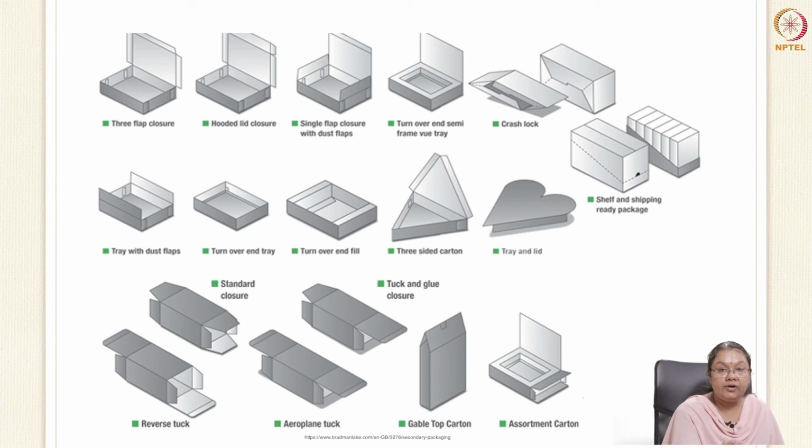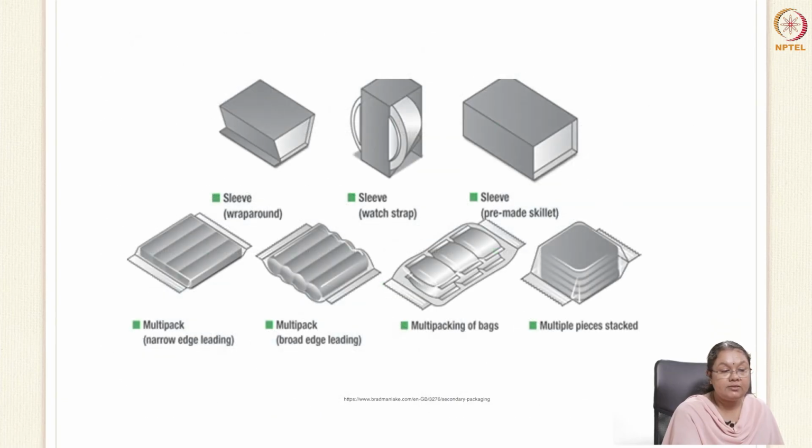So these are different types of secondary packaging materials. And these are also secondary packaging, sleeve wrap around. You might have seen, if you're buying some ready to eat products, usually there will be a sleeve around the container. It helps in protecting the container.